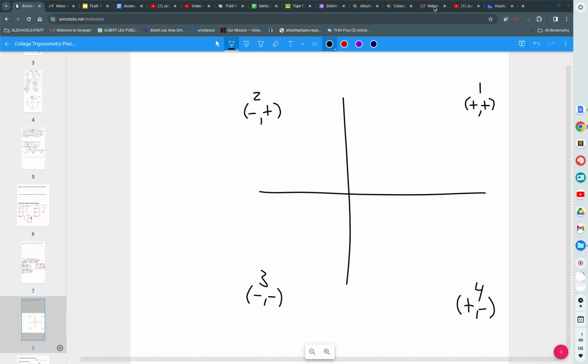So we want to talk about where sine, cosine, and tangent are positive and negative, what kind of values they have, all right? So if you consider sine, sine is the y value. And in the first quadrant, the y value is positive. So sine is positive in the first quadrant. Cosine is the x value. So cosine is positive in the first quadrant. In tangent, we divide the 2. So positive divided by positive is positive. So tangent is positive in the first quadrant.